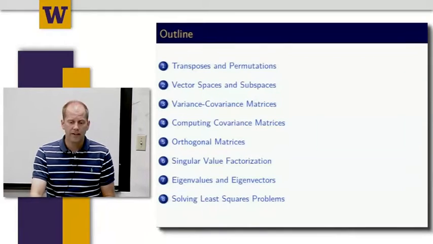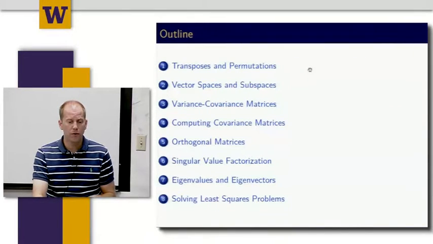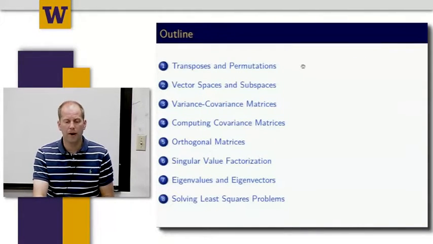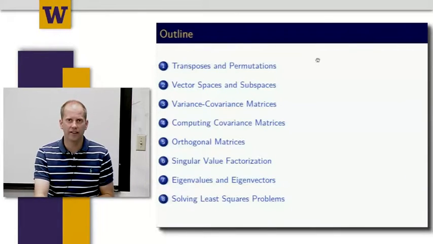So this week's menu, I'll start off with a few more properties or types of matrices. There's a transpose, which is an operation you can do on a matrix, and a permutation is another operation you can do on a matrix. And then I'll talk a little bit about vector spaces and subspaces.